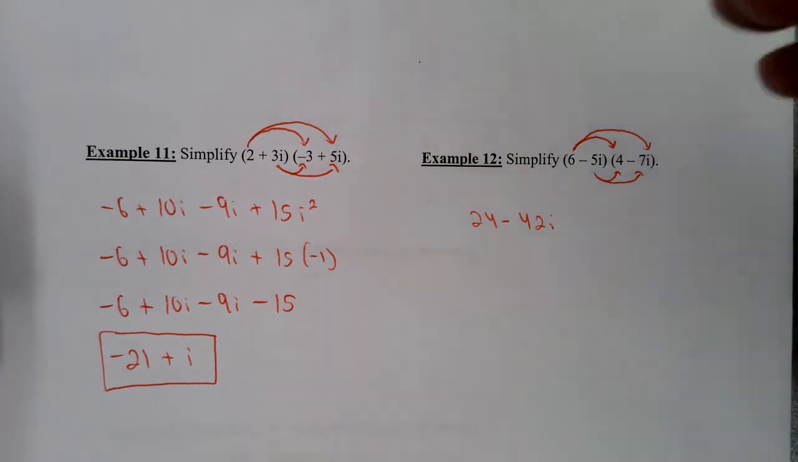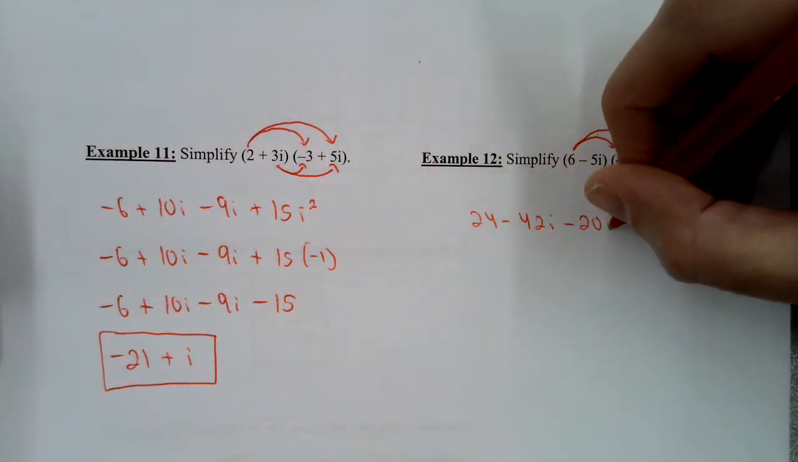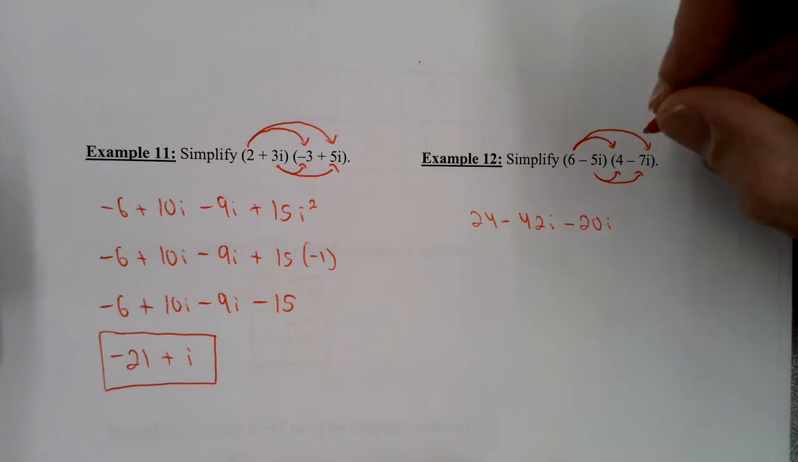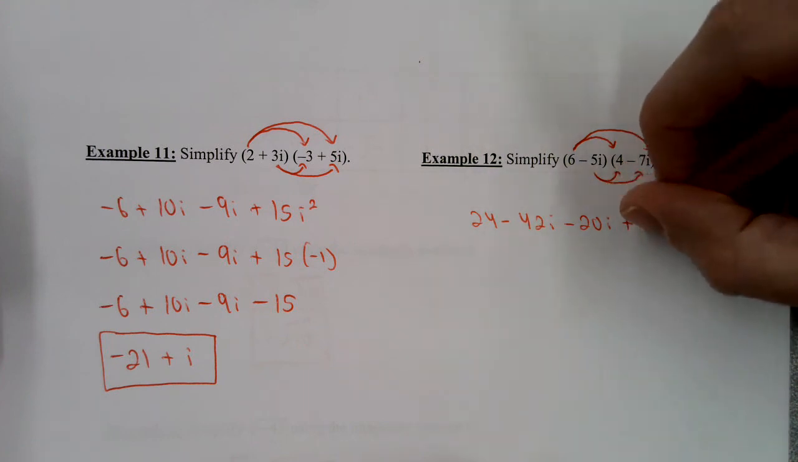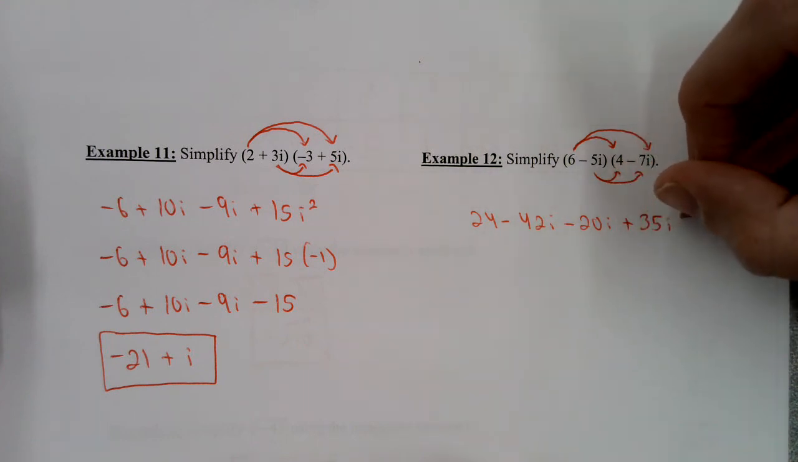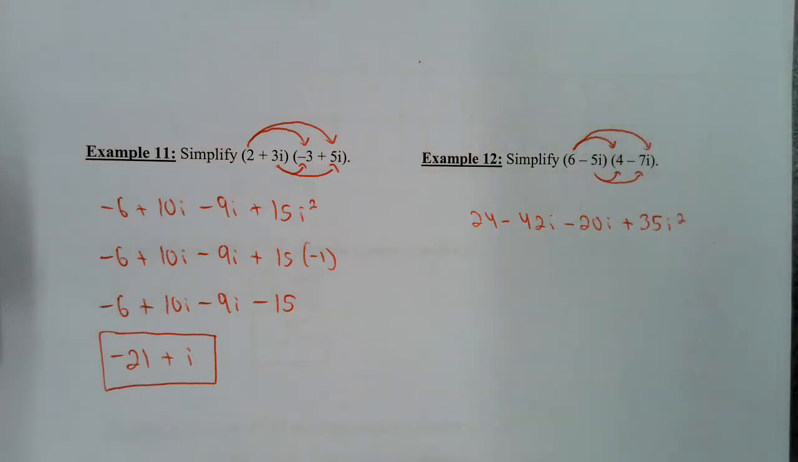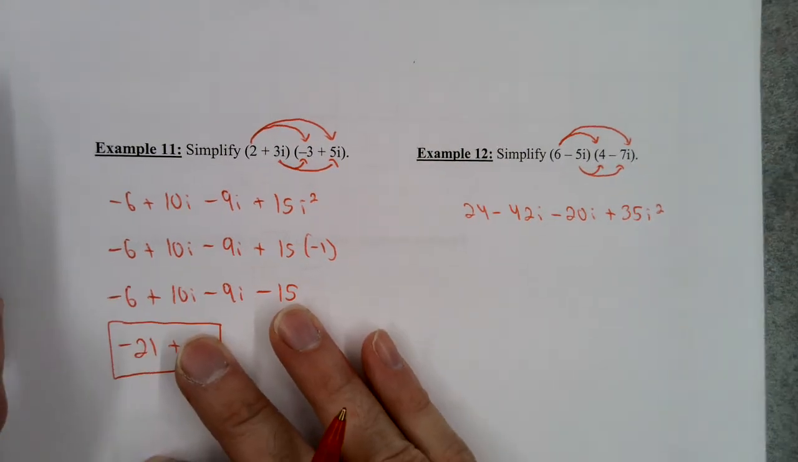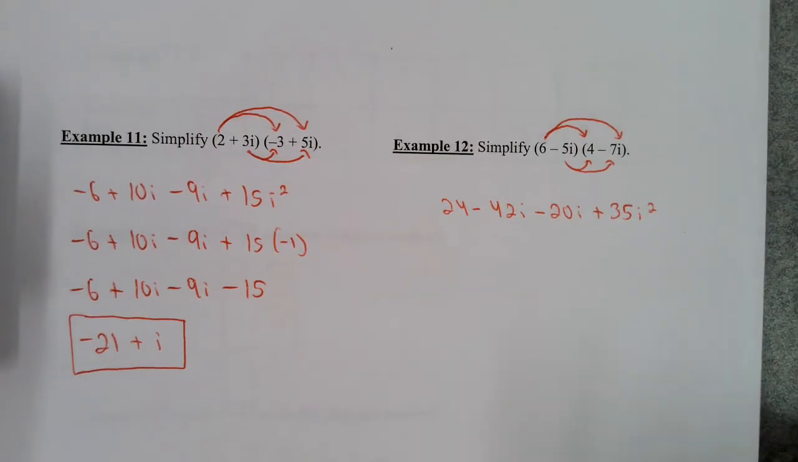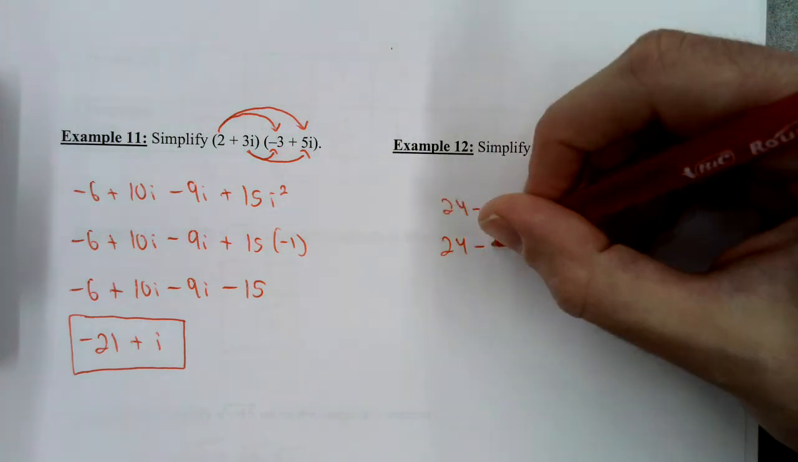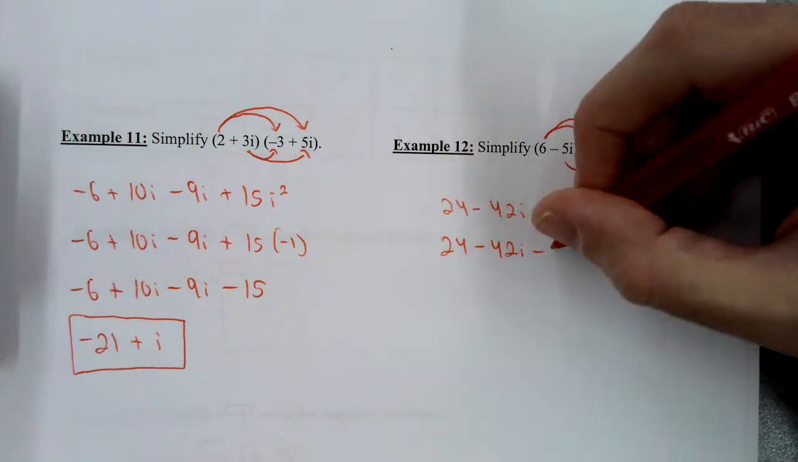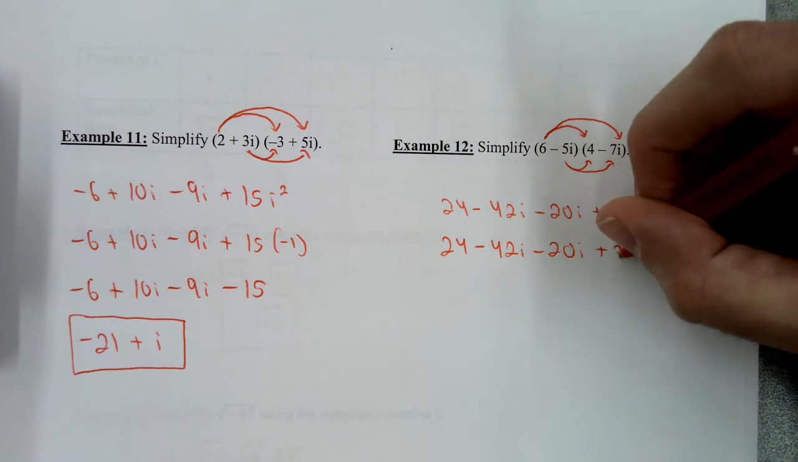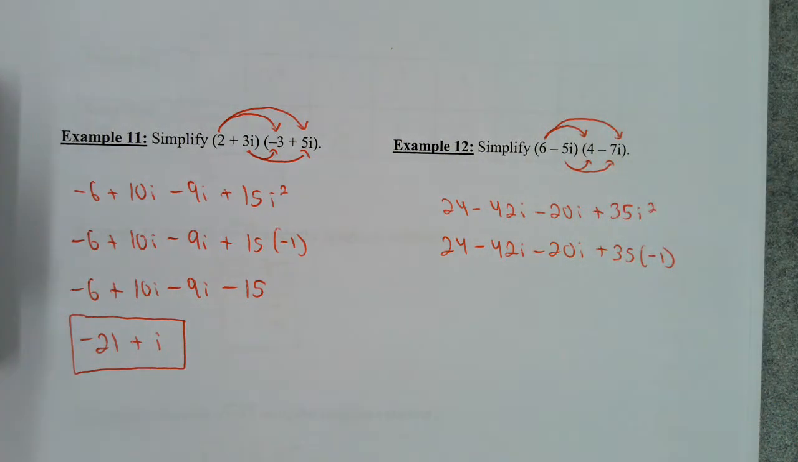Minus 20i plus 35i squared. Negative 5i times negative 7i is 35i squared. Okay, and remember, i squared equals negative 1. So the next step, I'll have 24 minus 42i minus 20i plus 35 times negative 1. And 35 times negative 1 is negative 35.